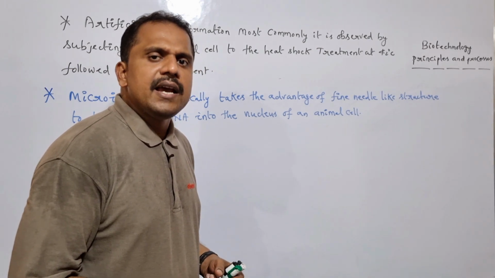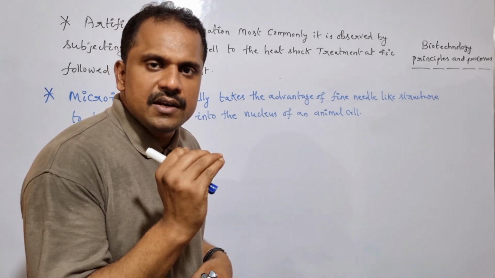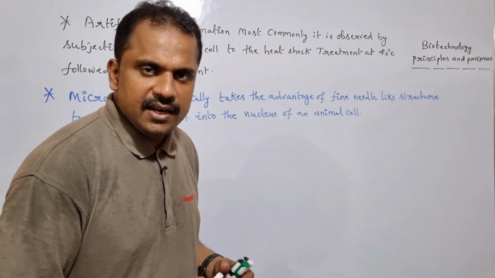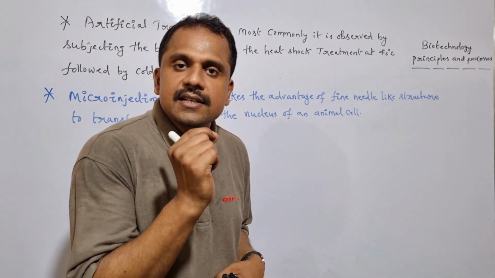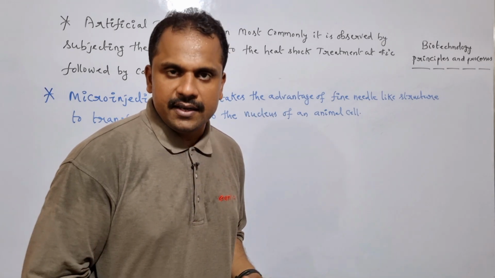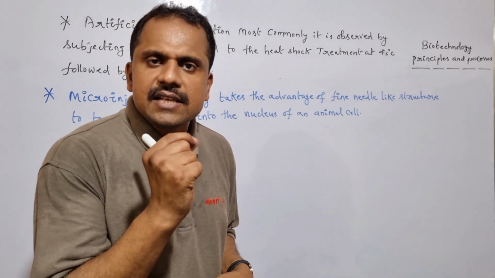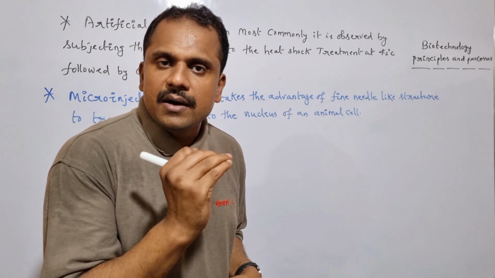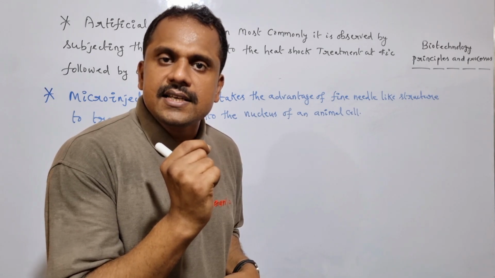And micro-injection is the specific desirable technique which is most commonly used in order to regulate in vitro fertilization. So in order to regulate in vitro fertilization, micro-injection is the most commonly used desirable technique. And the other alternative strategy through which artificial transformation takes place is nothing but particle bombardment or biolistics, or in other terms we can consider it as gene gun.